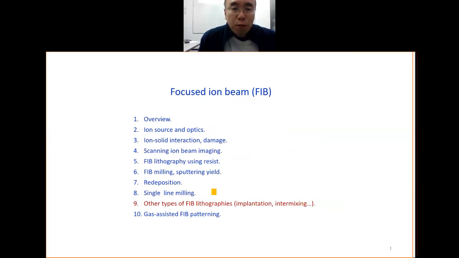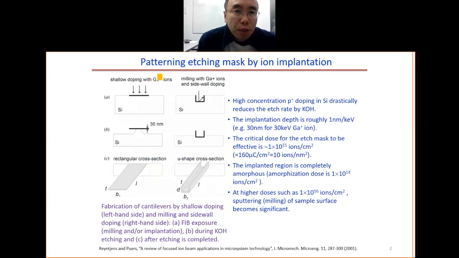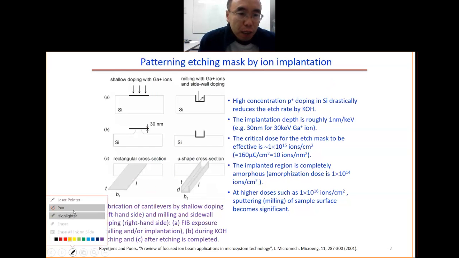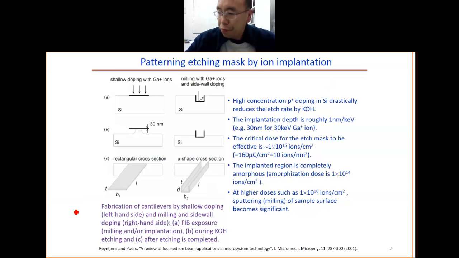So now let's continue with the focused ion beam. We'll talk about focused ion beam lithography using implantation. We know that when we use a gallium ion beam, the gallium will be implanted into the silicon. For example, when we have 30 keV, it will implant to about 30 nanometers. The top 30 nanometers will be implanted.